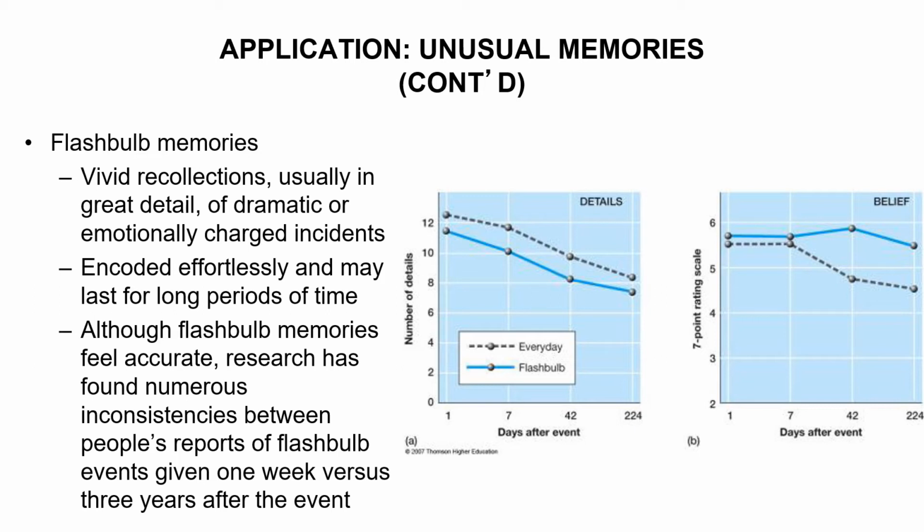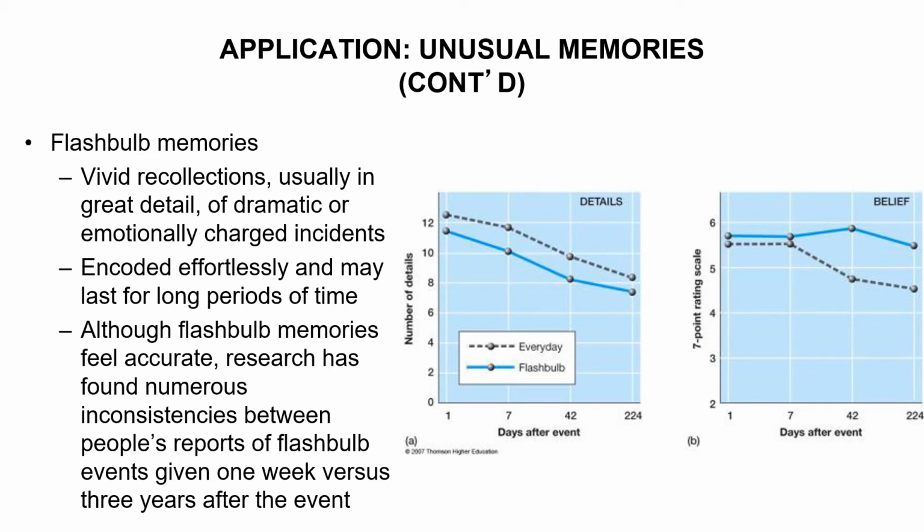What you see here on the right is the dashed line, which is our everyday memory, and the solid blue line, which is our flashbulb memory, and the number of details remembered after so many days. As you can see, that number of details is still high early on at 1 day after, but the number of details you can remember goes down over time, and it goes down the same for flashbulb memories as it does for everyday memories.